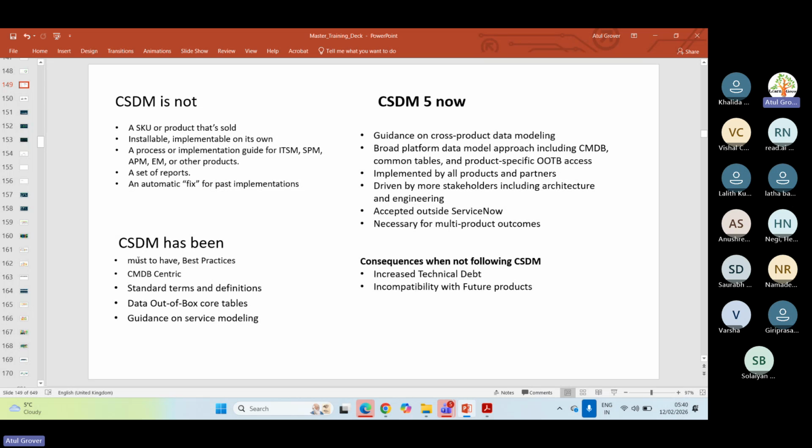I said, where's the CSDM? You're saying you're using CSDM. They said, look, we have this CI, that CI. I said, no, that is not CSDM. That is only the CMDB. So there's no data, no records. It means they're not using CSDM. Their definition is a little different from mine. They're considering CMDB as CSDM. But CSDM is different from CMDB.